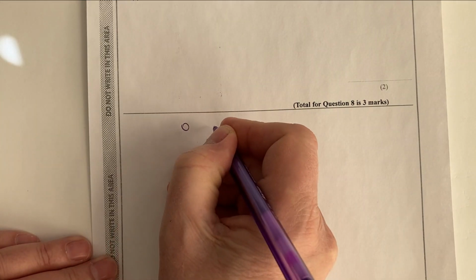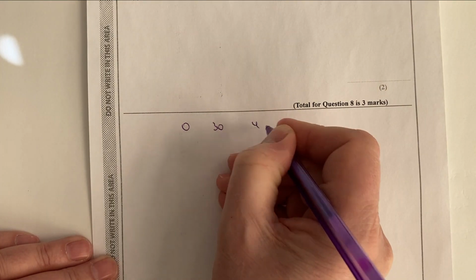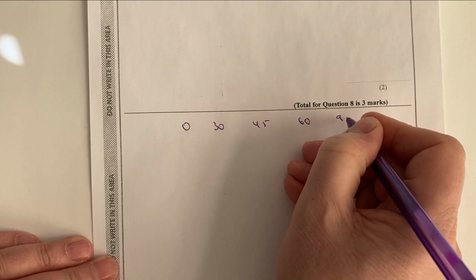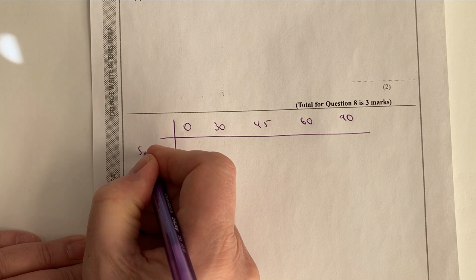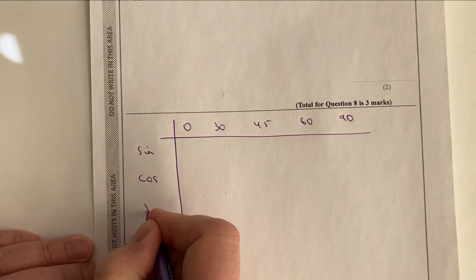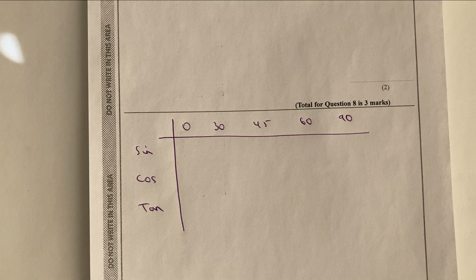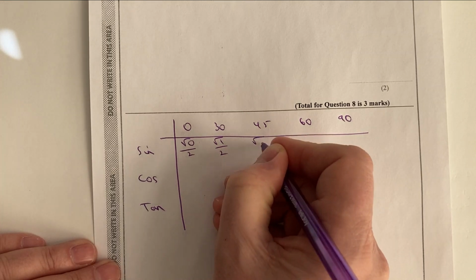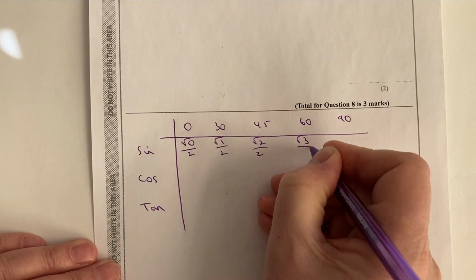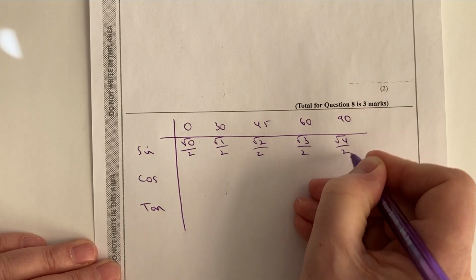what we do is we say, well, we've got 0, 30, 45, 60 and 90. Okay, and what I'm going to do is then with those I'm going to write sine, cos and tan. Hopefully you can see that up on the board. So the first thing is I need to write in all of the values, and it's relatively straightforward. If you write it in this format, it's okay, because we write root 0 over 2, root 1 over 2, root 2 over 2, root 3 over 2, root 4 over 2.